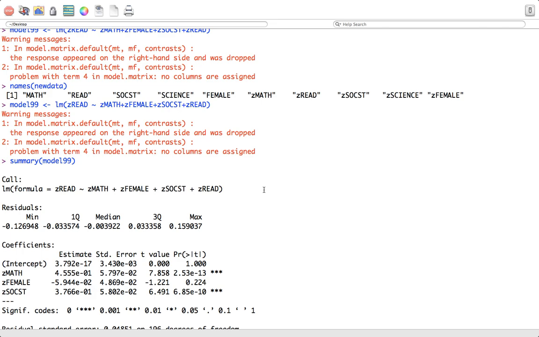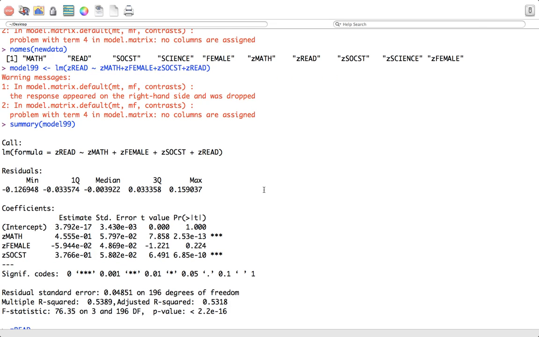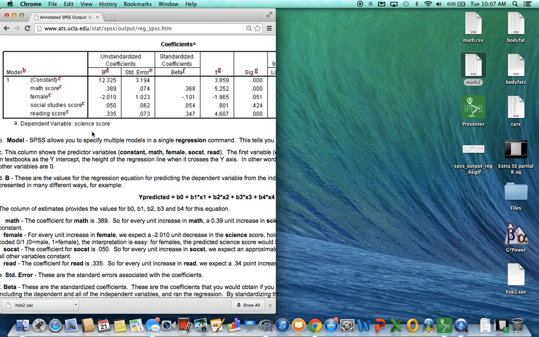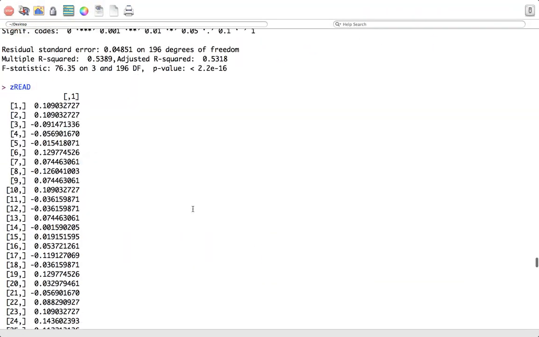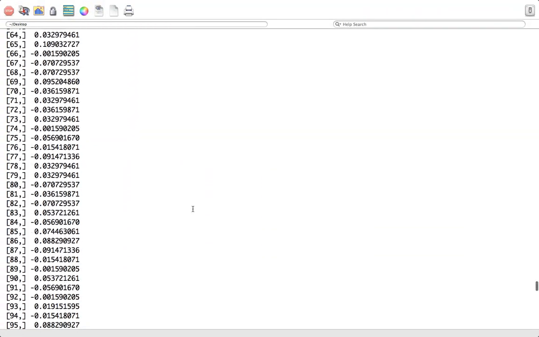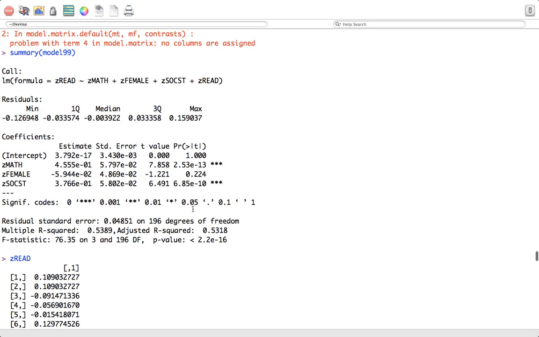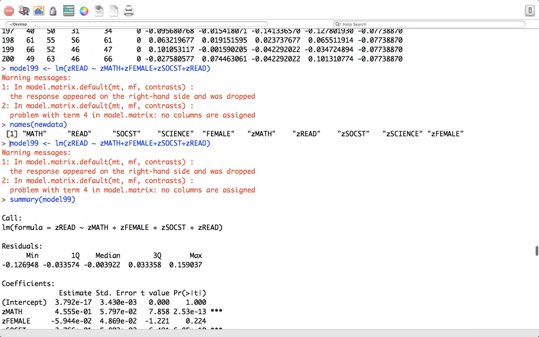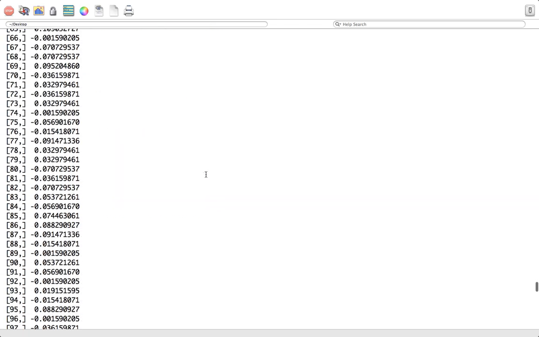Oh gosh, you guys are probably sitting there screaming at me. Oh goodness gracious, I hear you screaming. We are predicting science. Oh gosh, this is embarrassing. We are predicting science score. So you don't think it's a good idea to predict read from read? No wonder it says you're an idiot. So let's do this right. Wow, sorry.